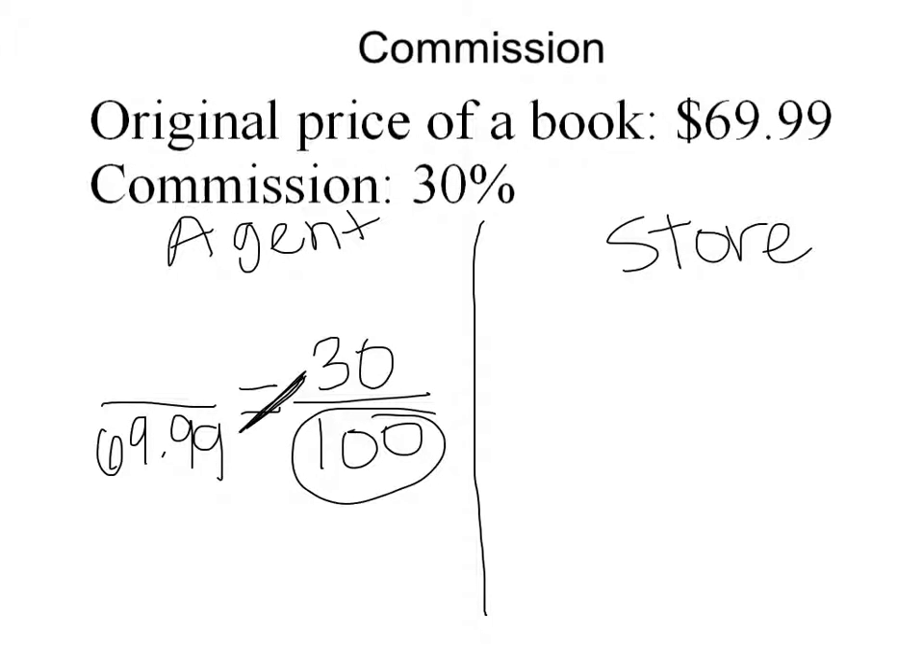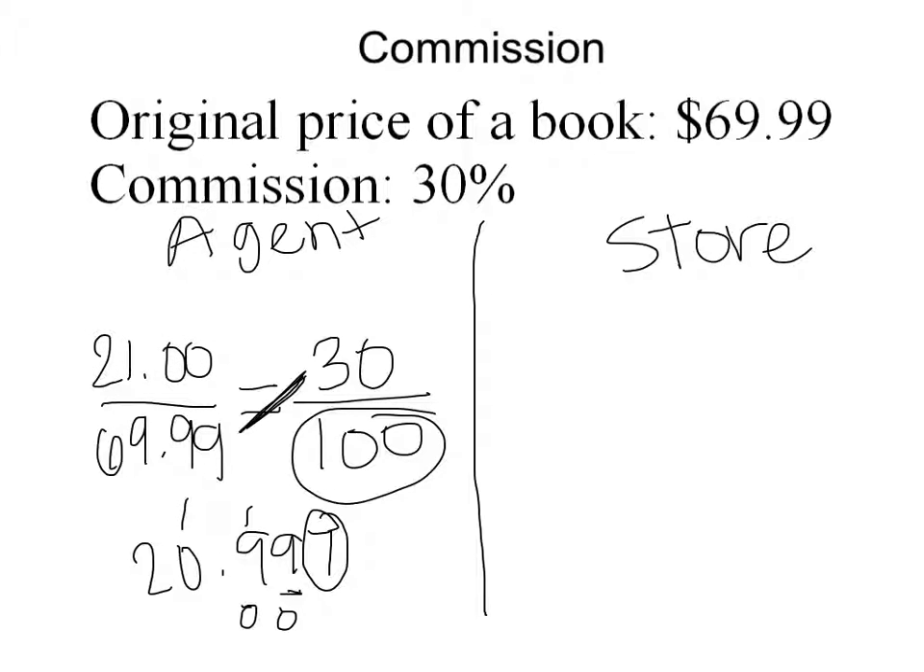What I end up with is 20.997. Remember, money only has 2 decimal places, so I'm deciding, does this stay a 9 or does it move up? 7 is larger, so it makes it move up. This becomes a 10. So really what I'm going to have is a 0 here, and then a 1, and then a 0 and a 1. And so what I end up with is $21.